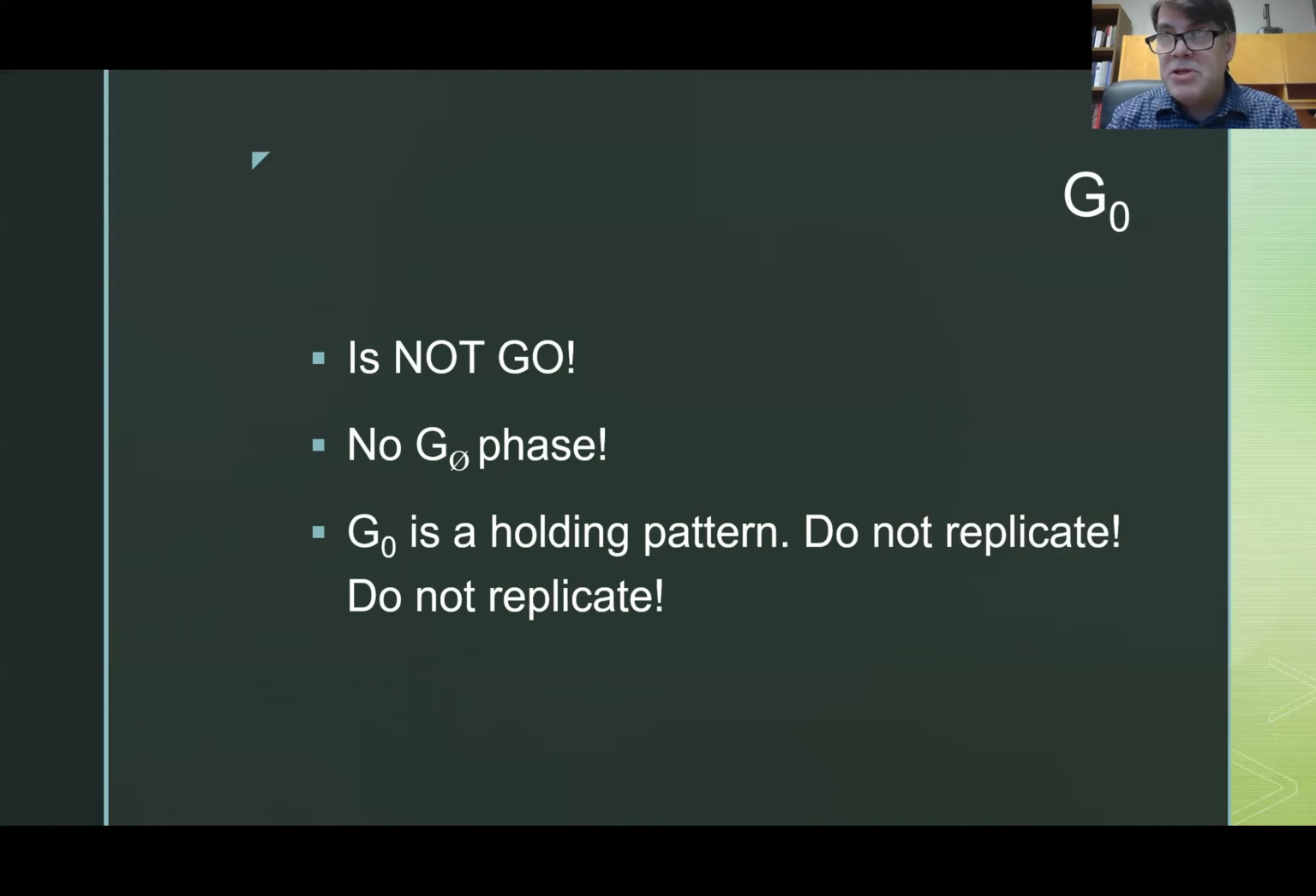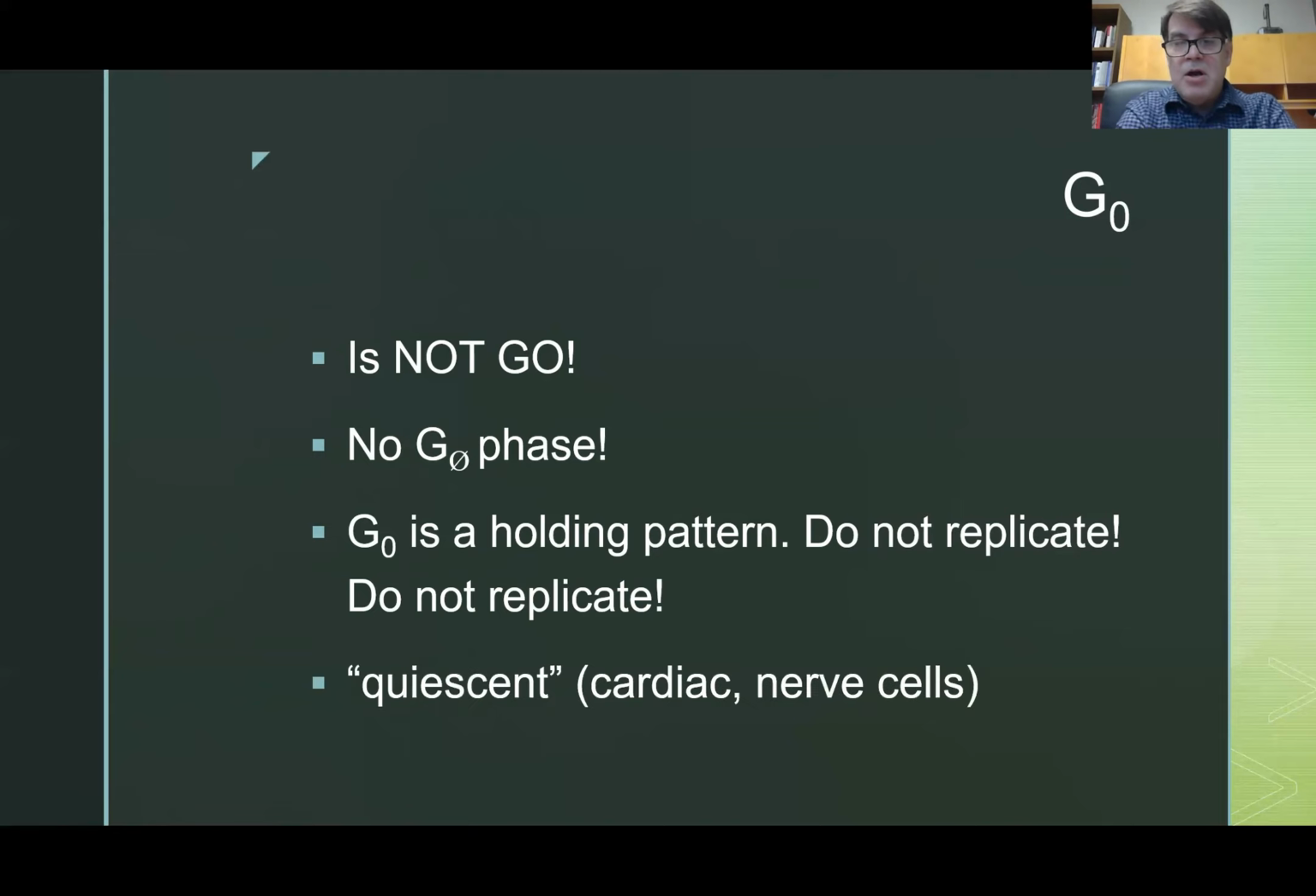By the way, there are some cells that are permanently like this. Once your heart is mature, those cells don't replicate. Once your nerves are mature, they don't replicate, which I wish they did. I sure could use a few more brain cells, frankly. They're quiescent in the no-go phase, which means they're quiet. They don't replicate. They're done. This is something that I wanted to throw in here, and this seemed as good a place as any.